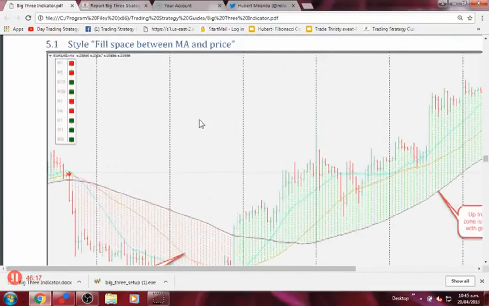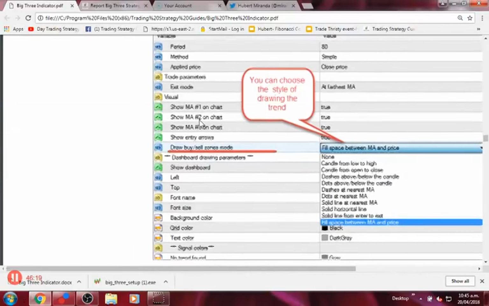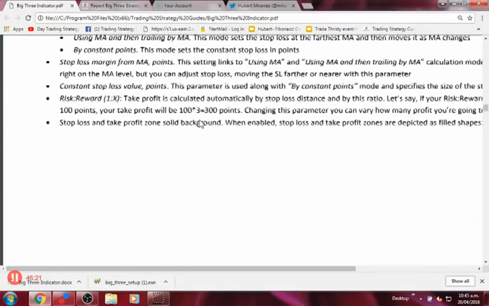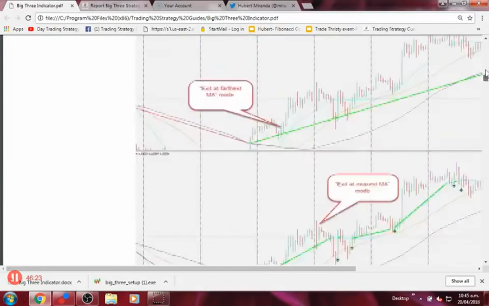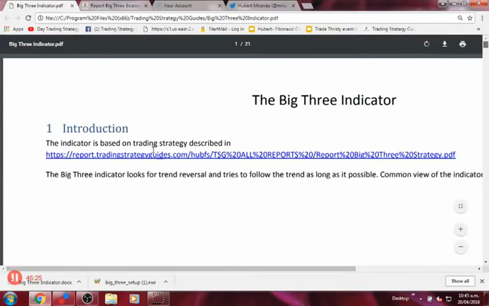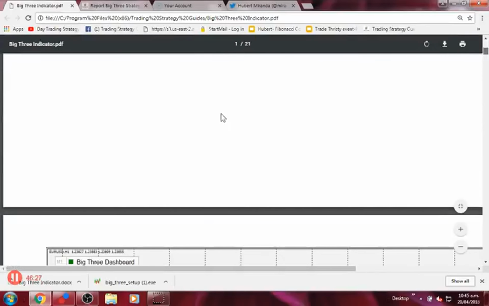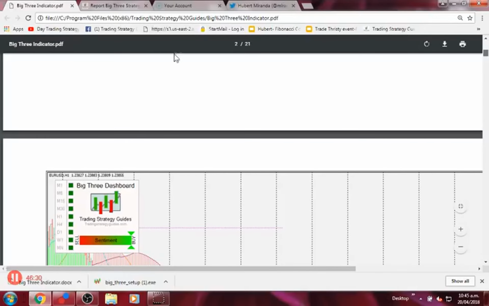So yeah, this is basically definitely the indicator that I would use to do this, and I think this PDF comes with the indicator. But yeah, hope that answers that question.